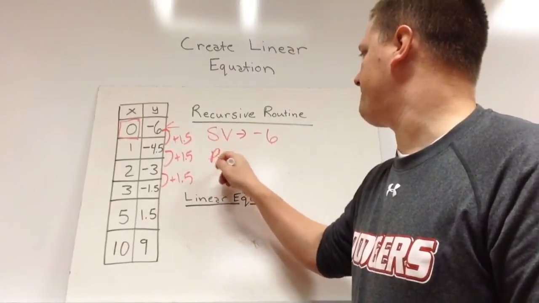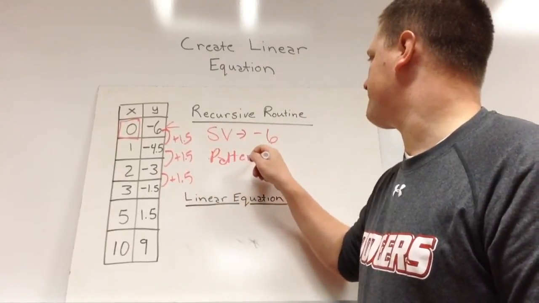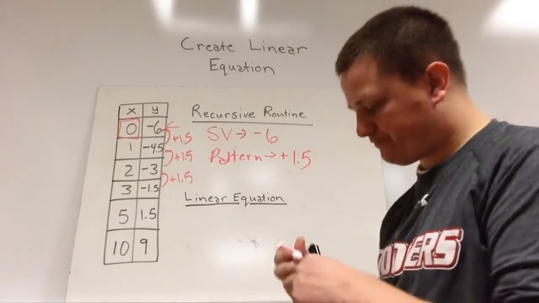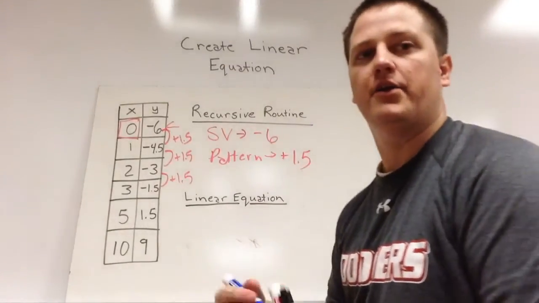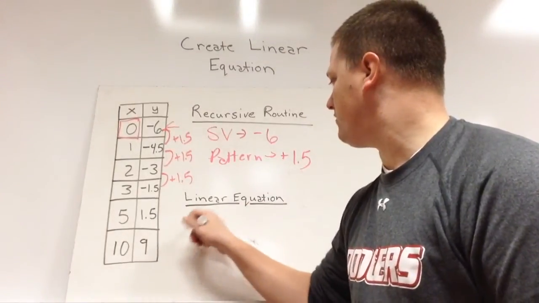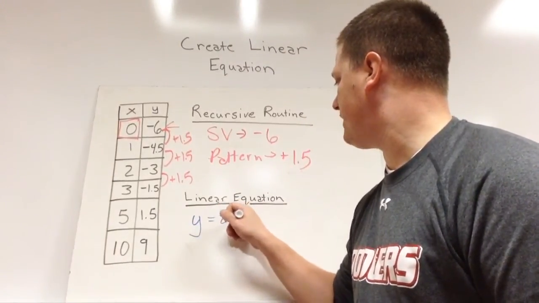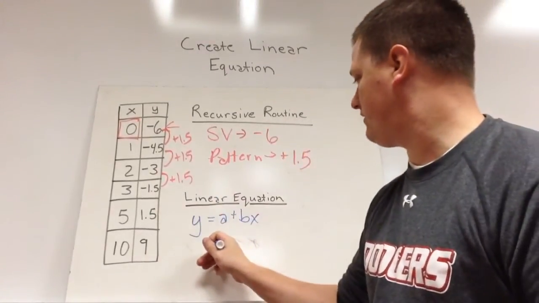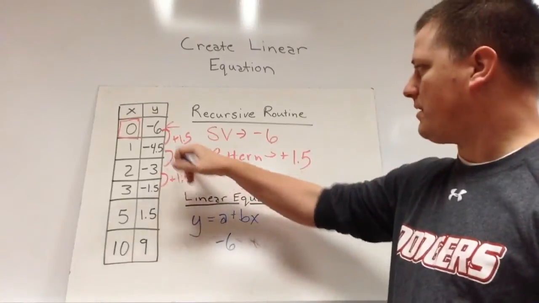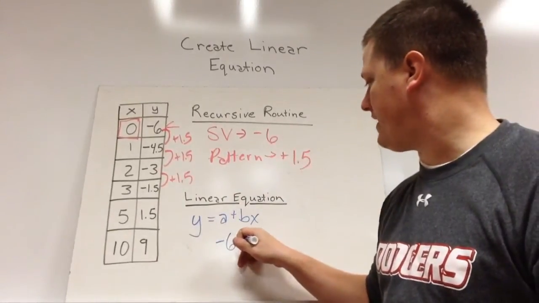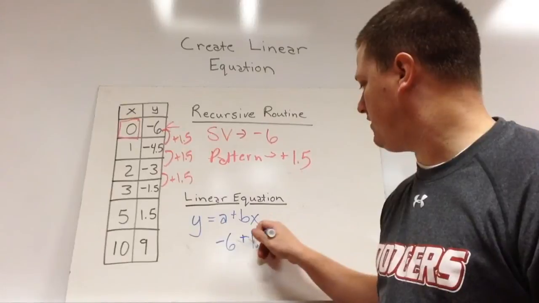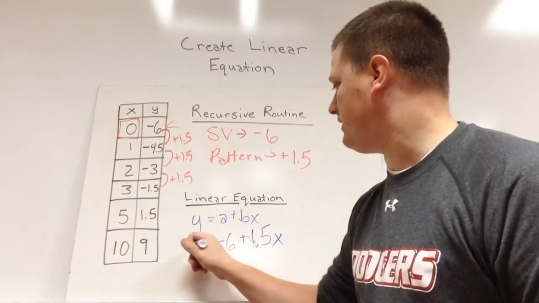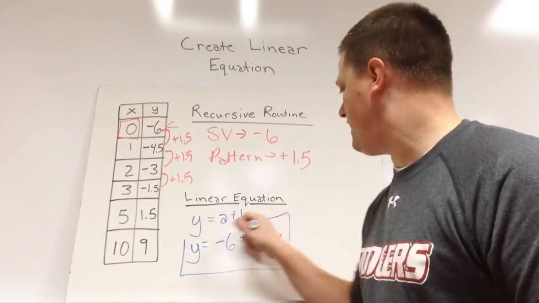So our pattern, or our routine, is to plus 1.5. Remember, our linear equation, known as intercept form, is y equals a plus bx. So a is our start value, which is -6. Each time our pattern says we're going to add 1.5, and we need to know how many times we do that, so that's our x, because that changes. So we need a variable as it changes, and here's our pattern.